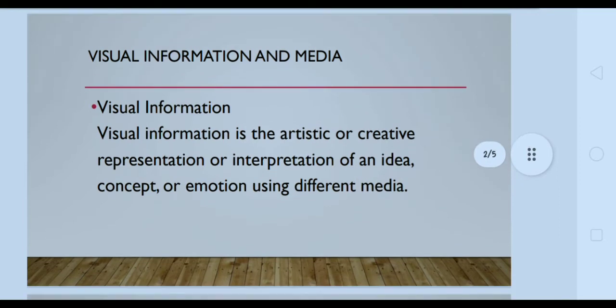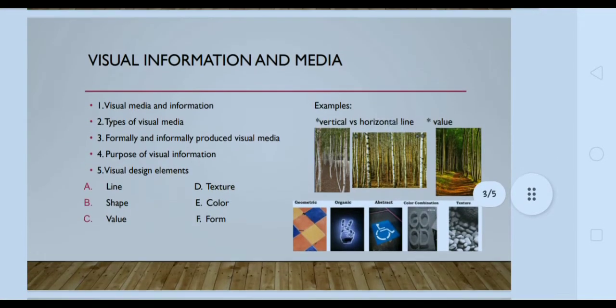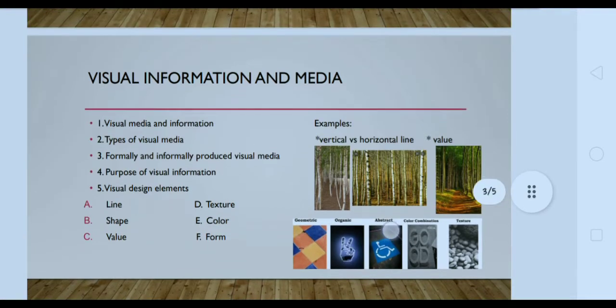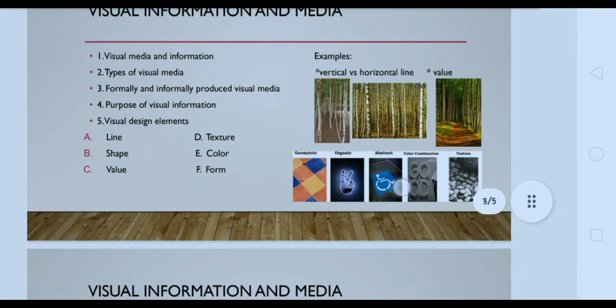Visual Information and Media. Visual information is the artistic or creative representation or interpretation of an idea, concept, or emotion using different media. Number 1. Visual Media and Information. Visual media and information is the materials, programs, applications, and pictures students use to formulate new information to aid learning through the use, analysis, evaluation, and production of visual images.